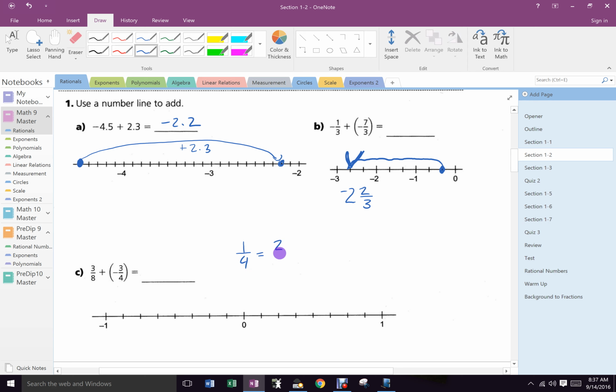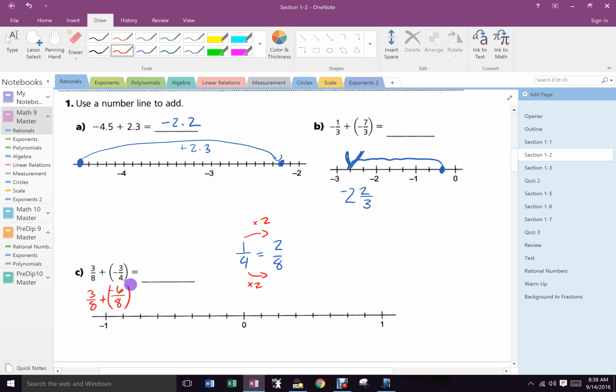1/4 equals 2/8, right? So what math did I do here? Multiplied by 2. So what math do I do here? Multiply by 2 here. So what math do I need to do here? Multiply by 2 to get 8. What math do I do here? Multiply by 2. So now I have 3/8 plus negative 6/8.